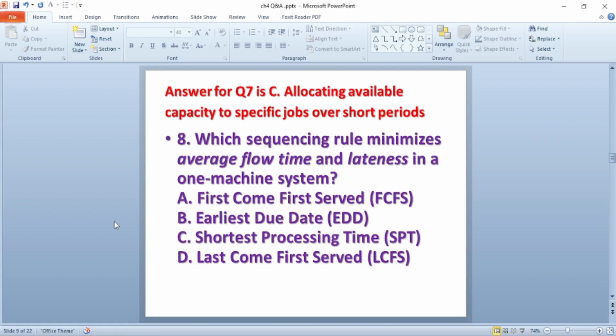Question number 8. Which sequence rule minimizes average flow time and lateness in a one machine system? A. First come first served. B. Earliest due date. C. Shortest processing time. D. Last come first served. The answer for this question is C, shortest processing time.